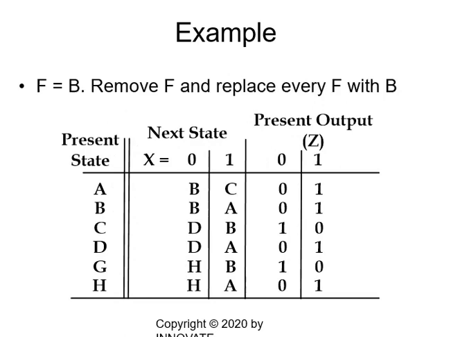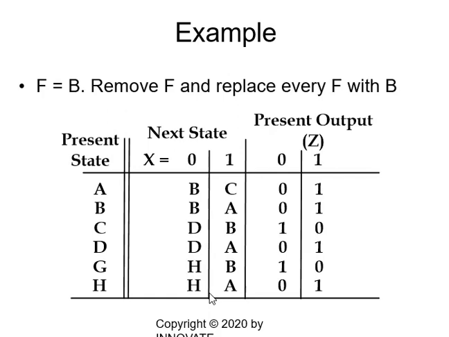The reduced table will look like this. I will remove F and replace every F with B, and I will have now 6 states: A, B, C, D, G, H, and I will remove the F. The table will not have any F anywhere anymore. Every F became B.